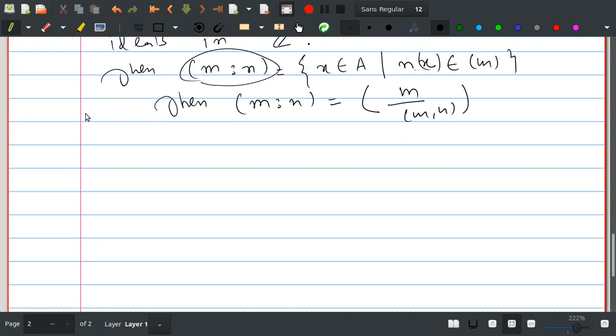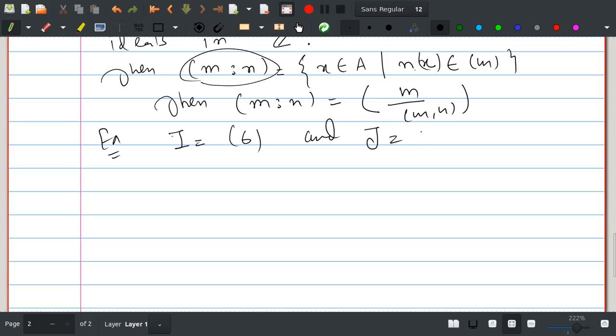So that means if we look at, suppose I is the ideal generated by 12, and J is the ideal generated by 18.